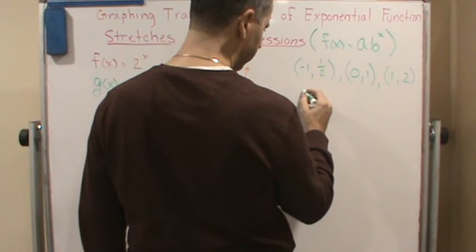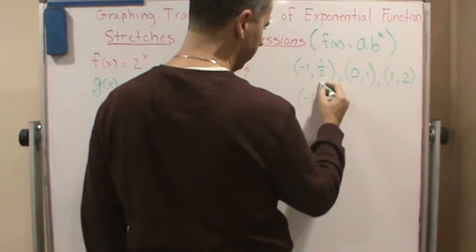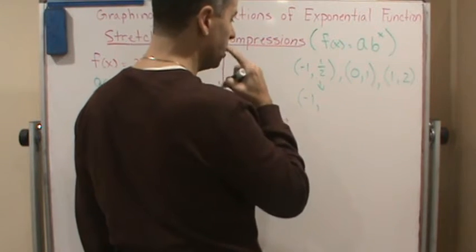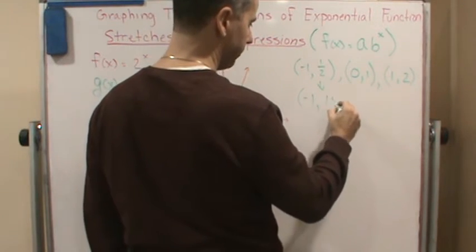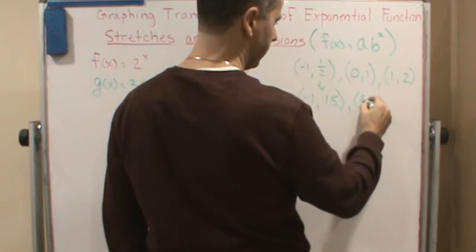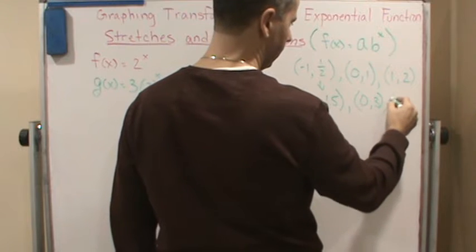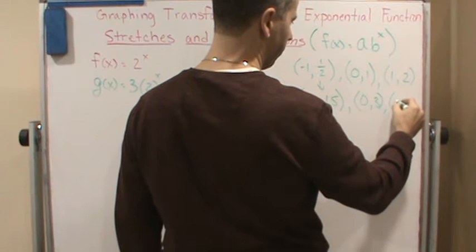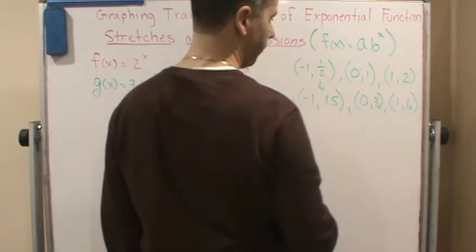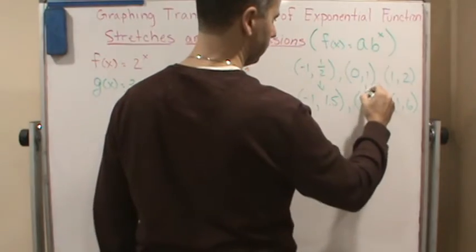Well, I'm going to get negative 1, 1.5. This is going to be 0, 3. And this one's going to become 1, 6.